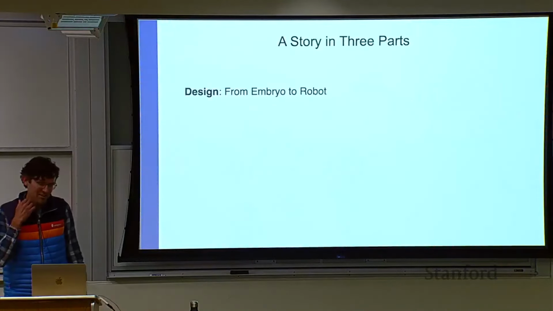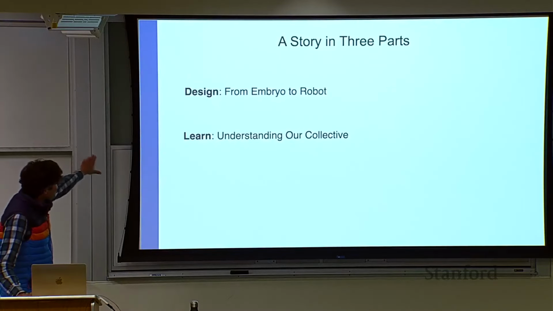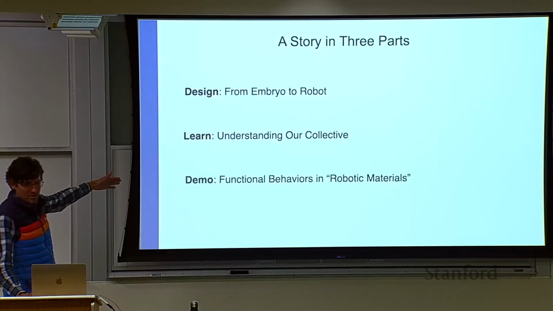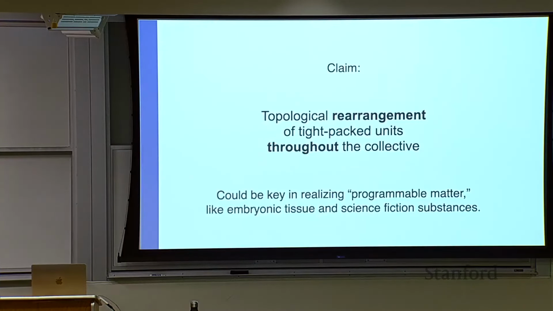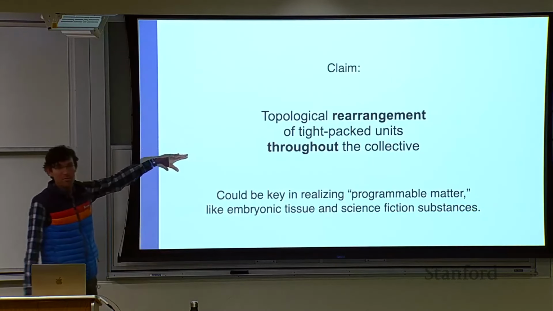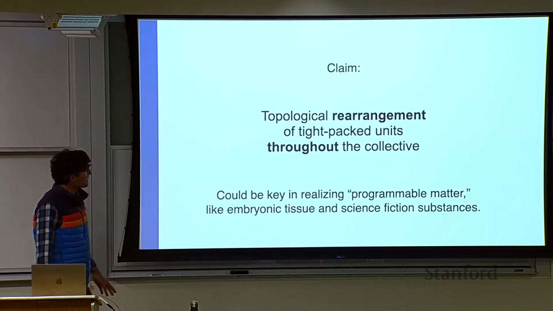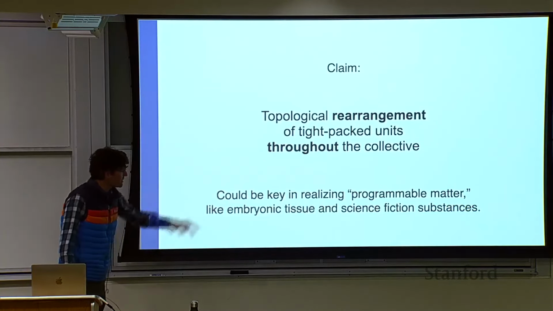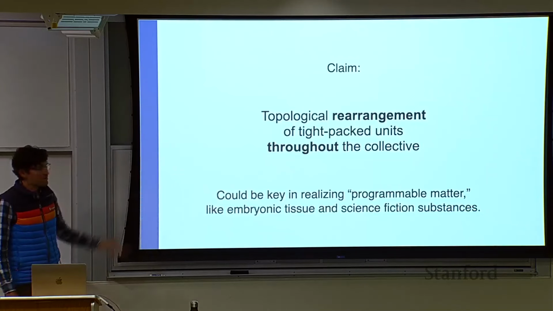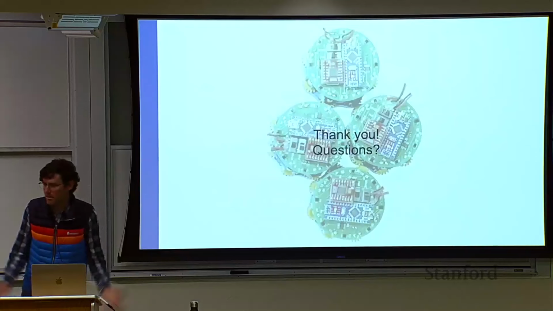So I'll wrap up now, as we have a minute for questions. We looked at the design of these robots. We looked at how they behaved in the collective. And then we looked at some demos. And what I started with, and I hope I've somewhat convinced you of, is that these topological rearrangements are interesting, especially when we're doing them throughout the collective. And so the whole collective can move and change shapes. And this is maybe a very first step moving towards this programmable matter vision that we see in the tissue and the science fiction. So with that, I'll take any other questions, and thank you guys.